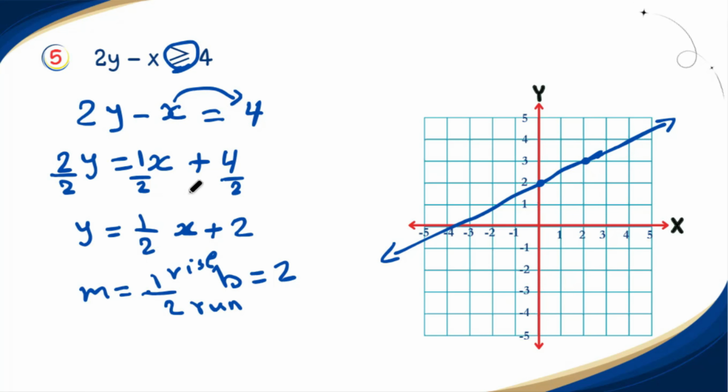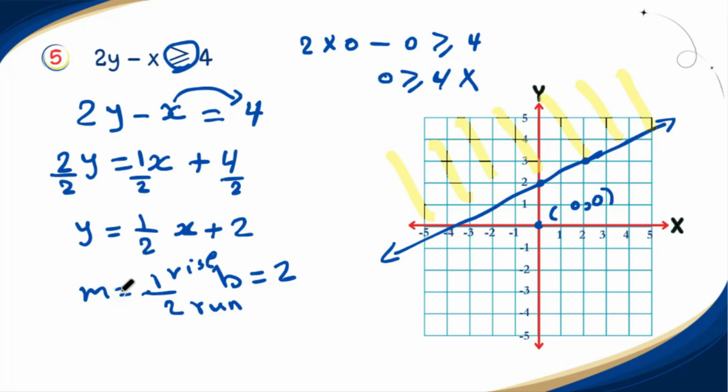Last step, shade the region. Test point, where is the test point? 0, 0 is available. Yes, it's not on the line, so we can use it. Here y is 0. 2 times 0 minus x, which is 0 also, more than or equal to 4. 2 times 0, 0 minus 0, it will be 0 more than or equal to 4. Is 0 more than or equal to 4? No. Then the shaded region will be the opposite side.